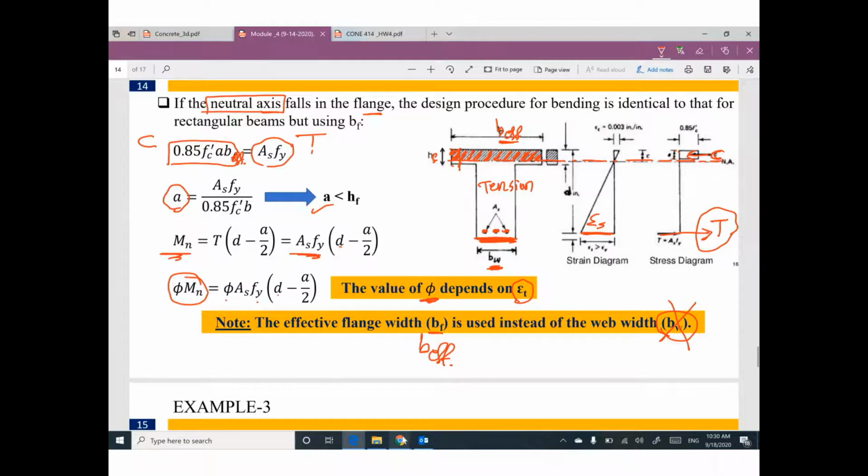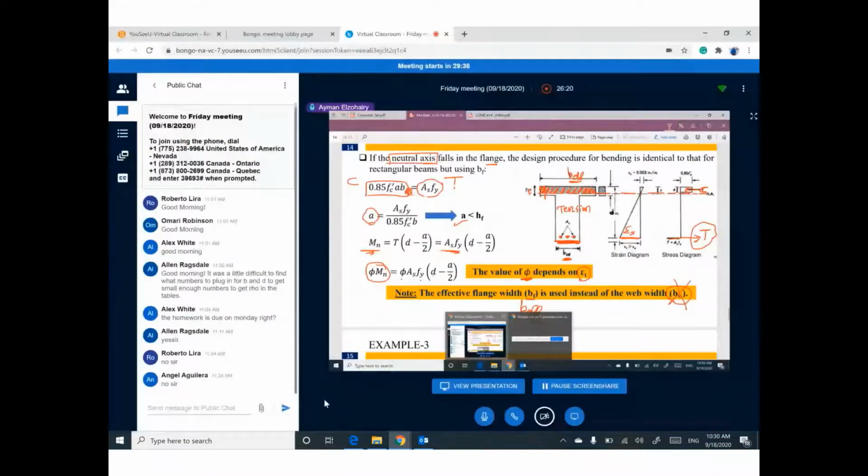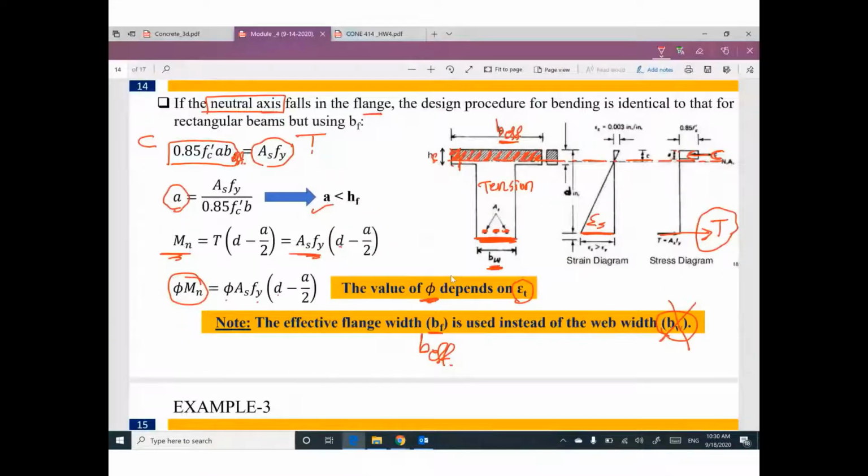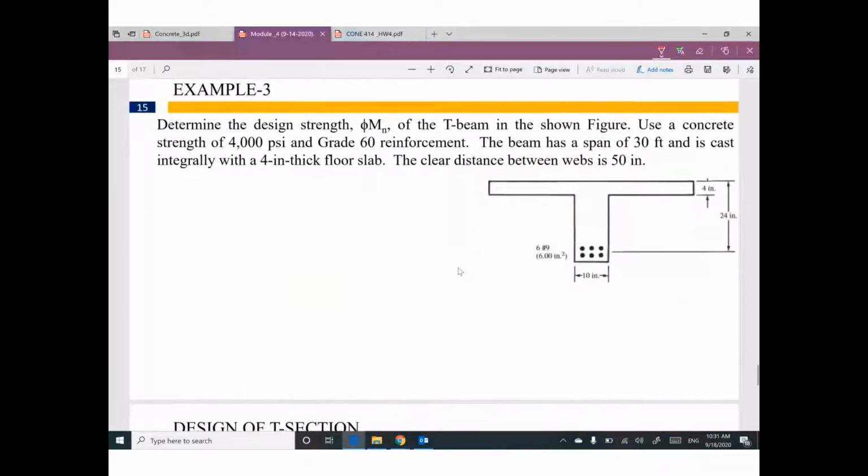Let's do an example. Very simple example. This one. Determine the design strength. We are looking for the value of phi Mn of the T beam in the shown figure. Use concrete F prime C, steel reinforcement grade 60. The beam, here you go.